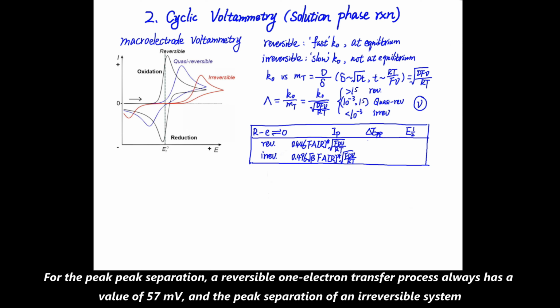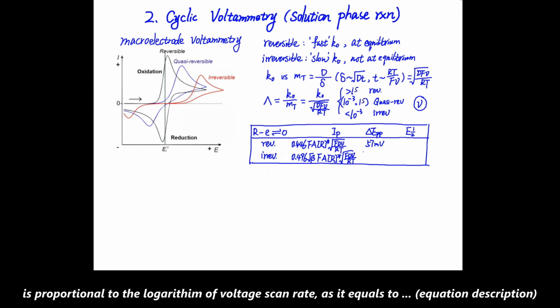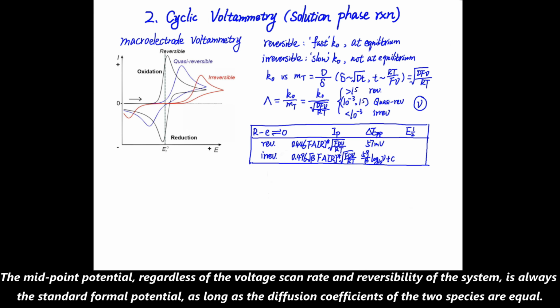For the peak-to-peak separation, a reversible one-electron transfer process always has a value of 57 millivolts, and the peak separation of an irreversible system is proportional to the logarithm of the voltage scan rate, as it equals 59 divided by beta times log10 of the scan rate plus a constant C. And the midpoint potential, regardless of the voltage scan rate and the reversibility of the system, is always the standard formal potential, as long as the diffusion coefficients of the two species are equal.